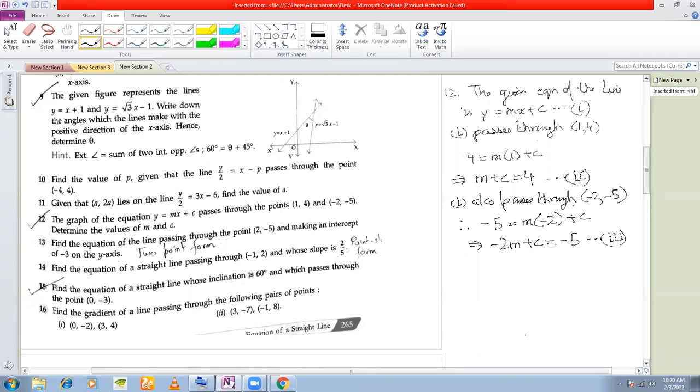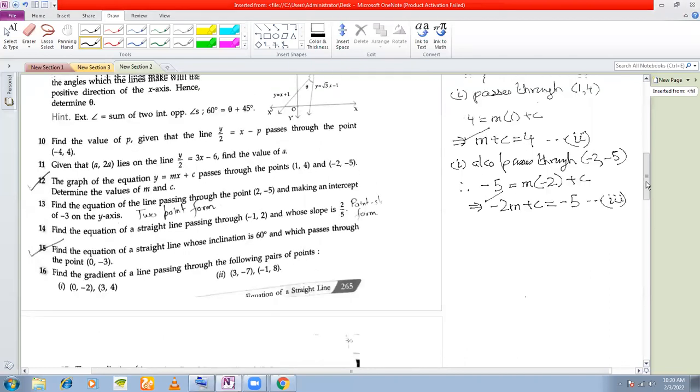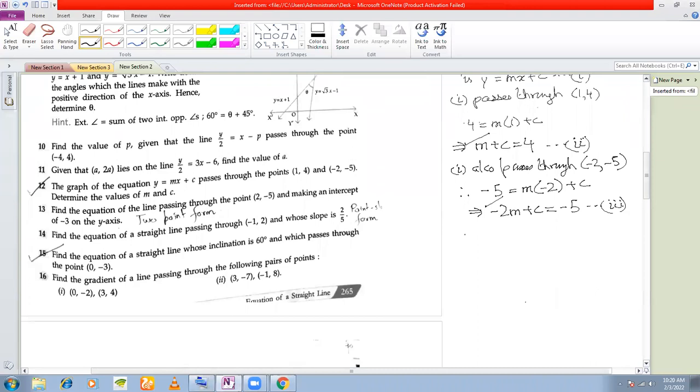Now we want to solve 2 and 3. So we have got a simultaneous equation. This and this form the simultaneous equation. We want to solve these two simultaneous equations. So how will you solve? By subtracting, you can eliminate c, so solve by elimination method. Write the first equation, m plus c is equal to 4, and you have -2m plus c is equal to -5.